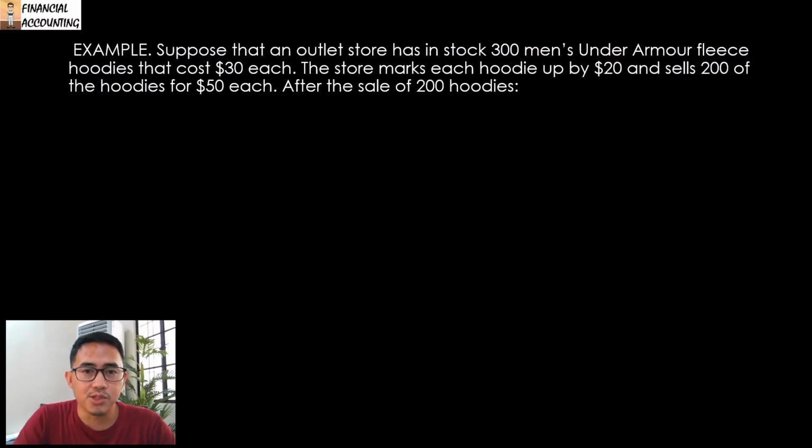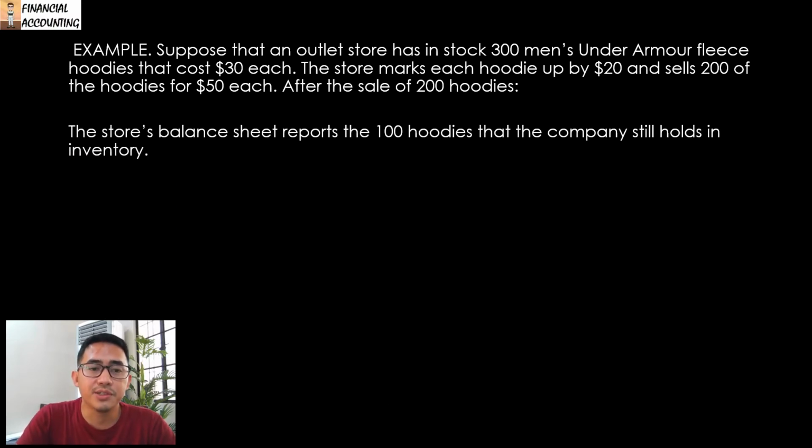Okay, so let's have an example. Suppose an outlet store has in stock 300 men's Under Armour fleece hoodies that cost $30 each. The store marks each hoodie up by $20 and sells 200 of the hoodies for $50 each. After the sale of the 200 hoodies, the store's balance sheet reports 100 hoodies that the company still holds in inventory. So if you analyze, there are 300 units of the item, and you sold 200, meaning there are 100 hoodies remaining in the balance sheet.